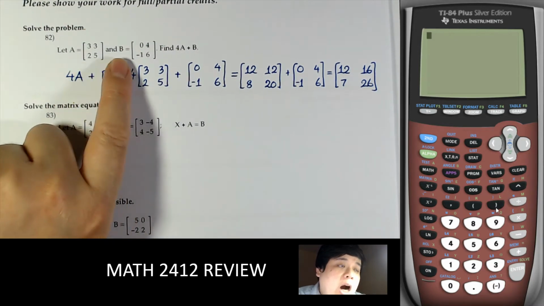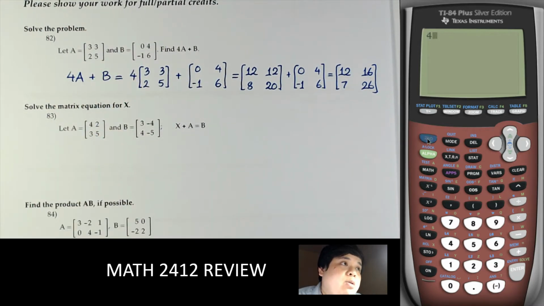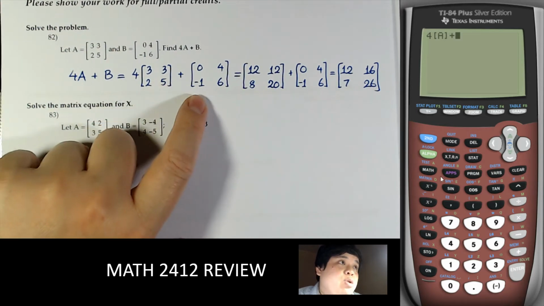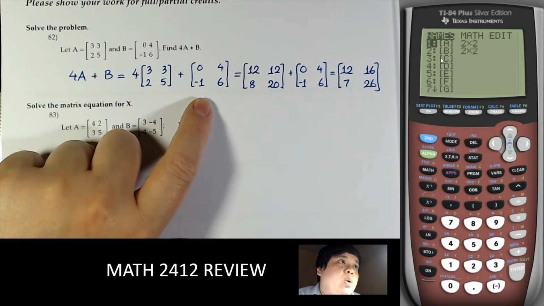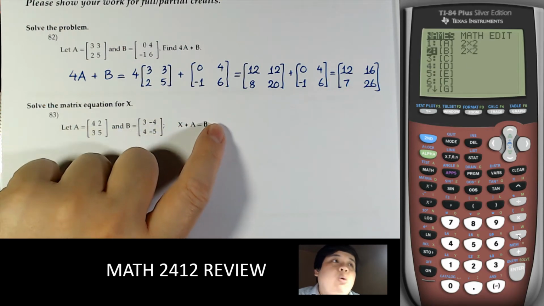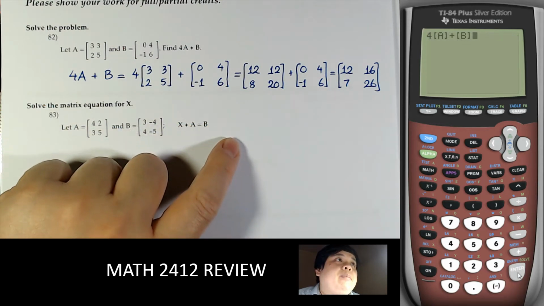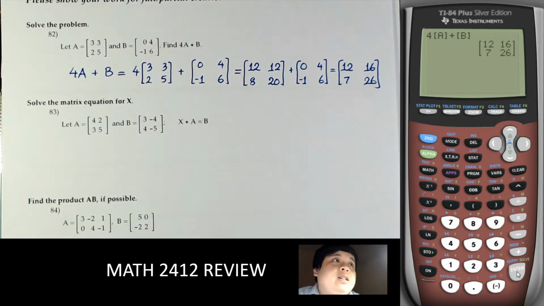Right, so we have 4 times the matrix A, second matrix. Under the names, we call the matrix A, and then plus the matrix B, second matrix. Go down to 2 and call the matrix B. Of course, we're going to have that. Right, that is the long way to do it. If your calculator can do this option, I recommend that we do it this way.